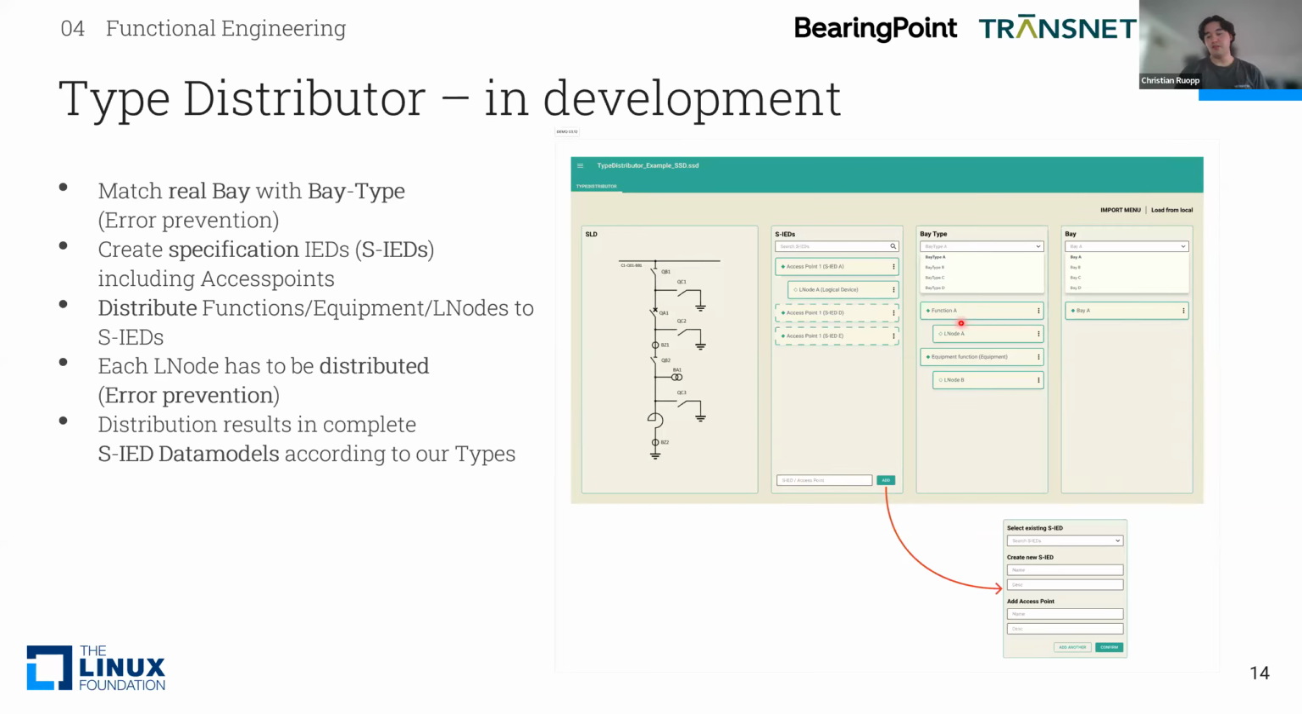So what you get in the end is you have your bay type, your electrical bay, matched with your bay type, and also you created IED descriptions which contain the functionality of this type, and you have defined which IED plays which role in the functionality. So you get a whole IED data model out of this, based on your functional description of your bay. This is the whole idea.